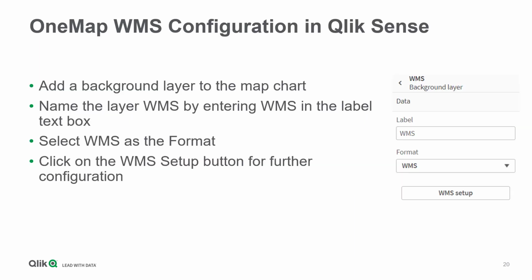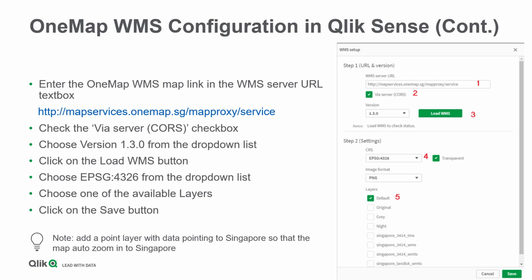To integrate OneMap WMS in Qlik Sense, you need to add a background layer to the map chart object. You may name the layer WMS by entering WMS in the label text box, select WMS from the format drop-down list, and click on the WMS setup button for further configuration. Once you click on the button, a WMS setup pop-up window will appear. Enter the WMS map link that was found on the OneMap documentation site in the WMS server URL text box.